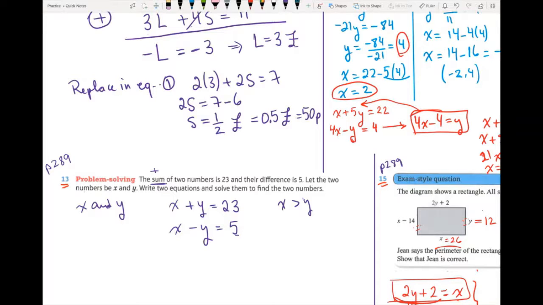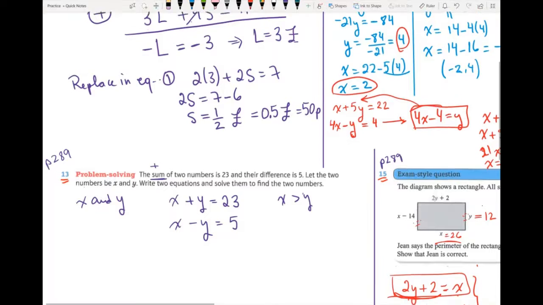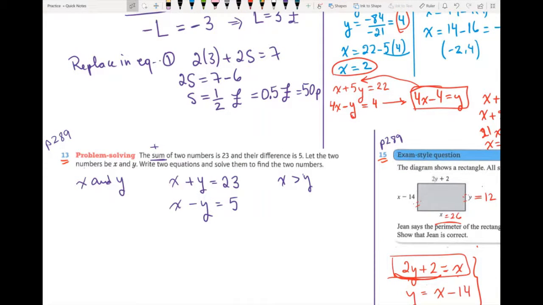So in order to find these two numbers, let's again use the method of elimination. Now, if you're going to ask me, can we use substitution? Yes, we can use substitution. You find x in terms of y, and then you replace the value of x in the first equation. So this is what I will do now, and I will also solve it using elimination.